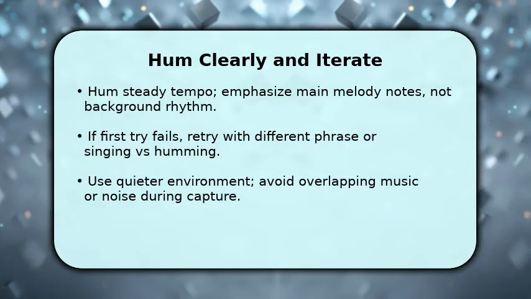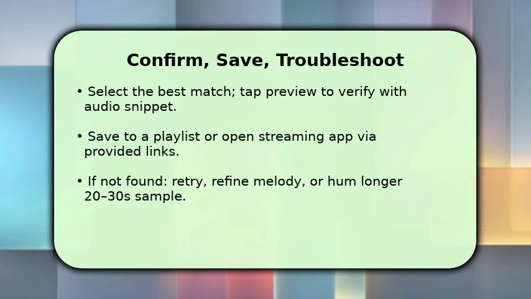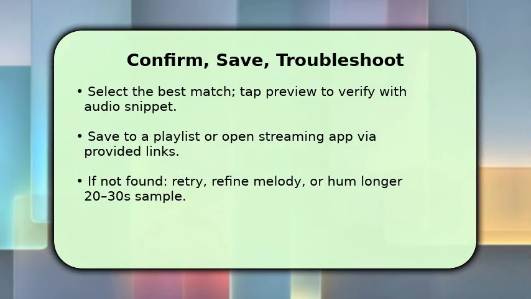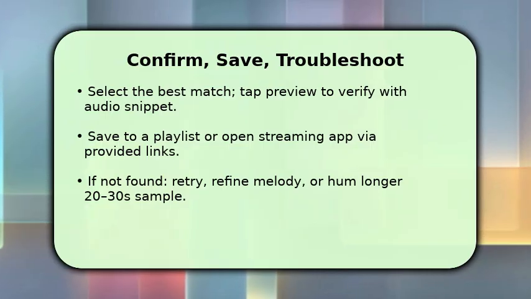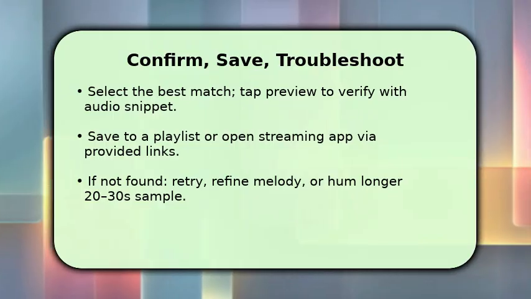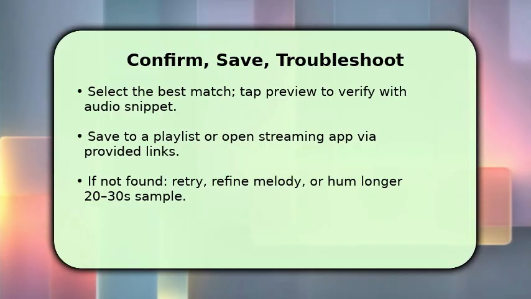After Google returns matches, tap the most likely result and listen to the preview to confirm. This verifies melody accuracy. Once confirmed, use the provided links to open the song in your streaming app or save it to a playlist. If no good match appears, troubleshoot by humming a longer 20 to 30-second section, changing tempo slightly, or moving to a quieter room.